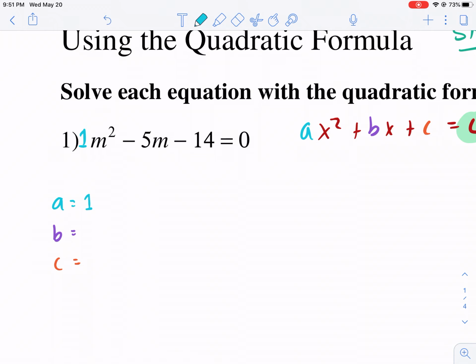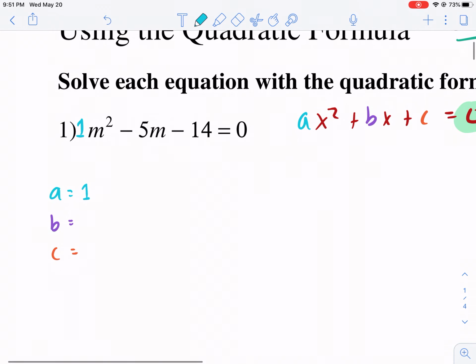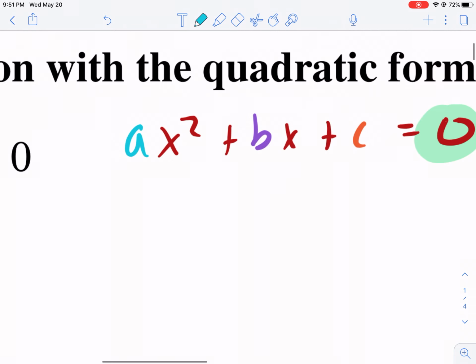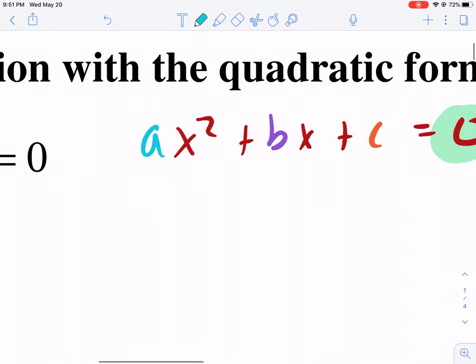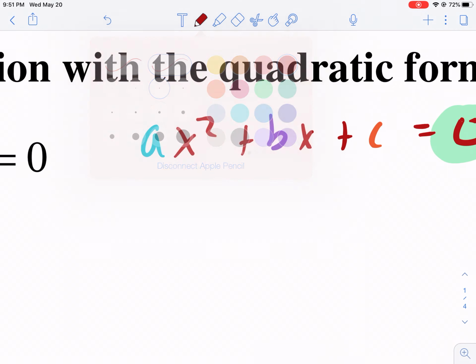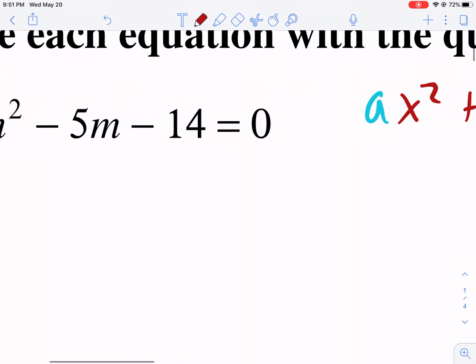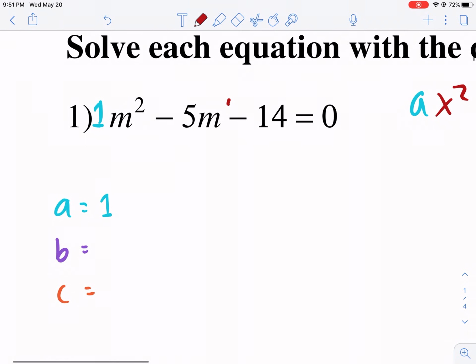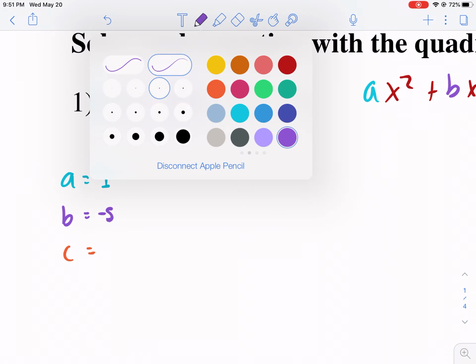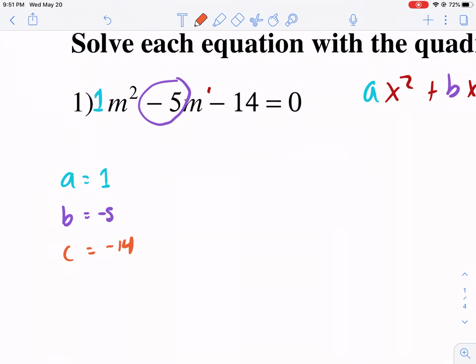Now we have b. b is the number in front of the variable to the first degree. So this is technically m to the first power. What's the number in front? It's negative 5. Don't just put 5. Put negative 5. Very important. And then c is negative 14.